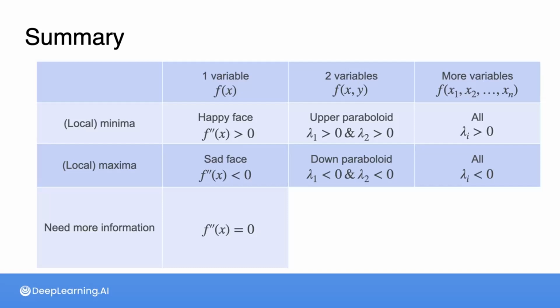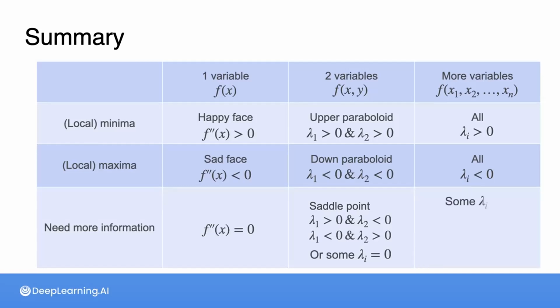If in the one variable case the second derivative is 0, we don't know if it's a local maximum or minimum. It could be either one or none. In the two-variable case, we have a saddle point with one eigenvalue bigger than 0 and one smaller than 0. And in the general case, some are positive, some are negative, some are 0, and those cases are inconclusive.